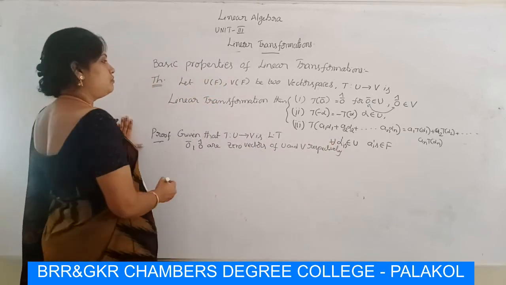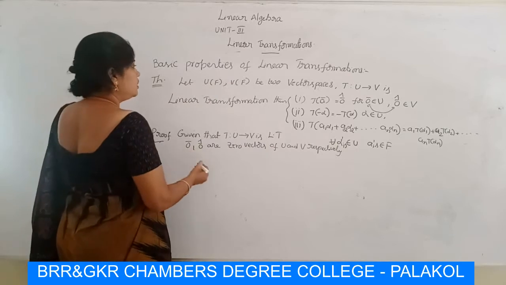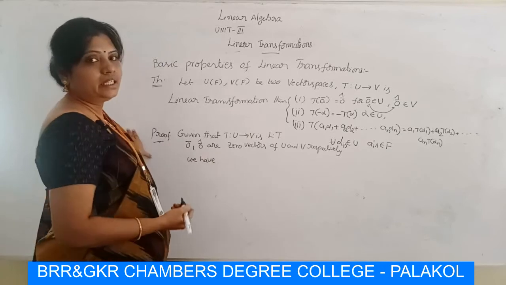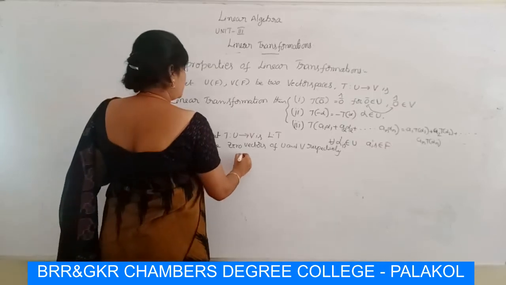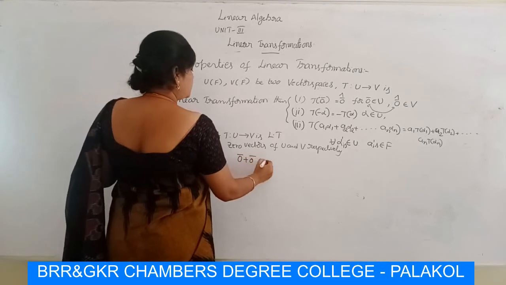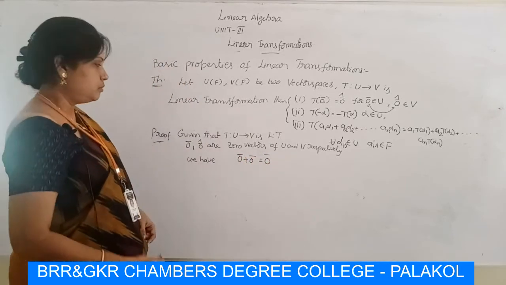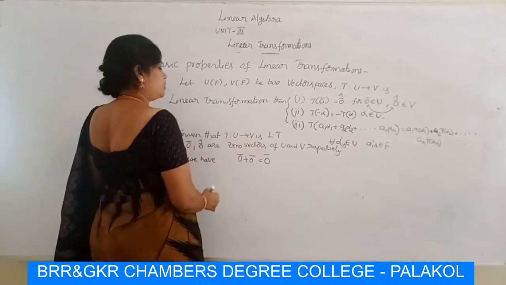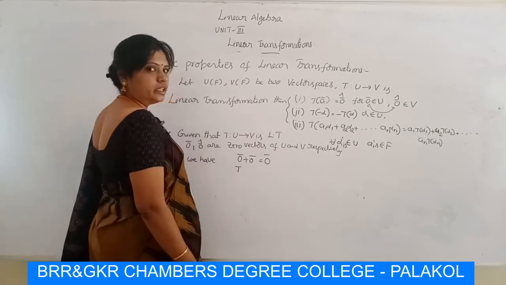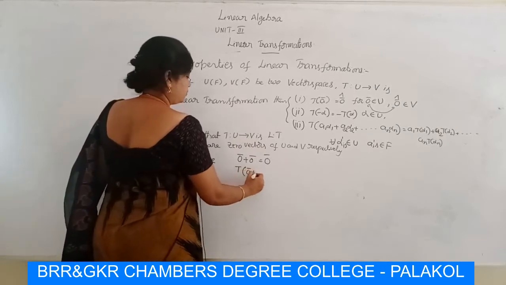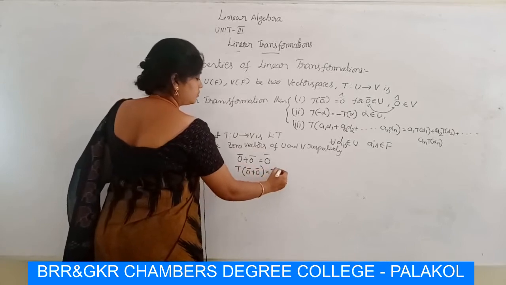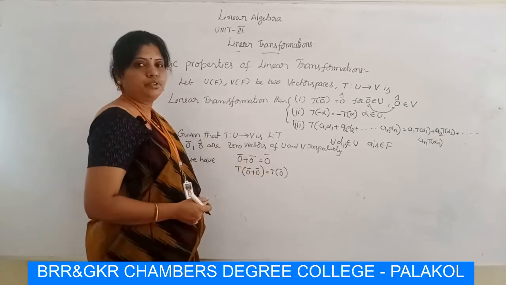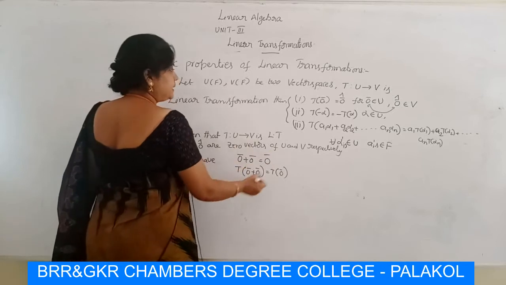Now we have to prove T of 0 bar is equal to 0 crown. We have 0 bar plus 0 bar is equal to again 0 bar, because 0 bar is the 0 vector of U. So we add 0 bar, then we get 0 bar. Take T on both sides, define the mapping on both sides, then we get T of 0 bar plus 0 bar is equal to T of 0 bar. Now T is a linear transformation.